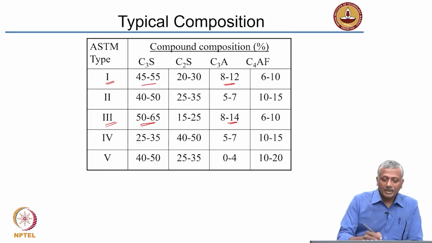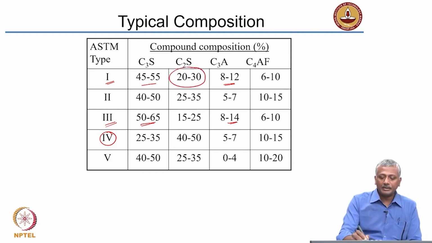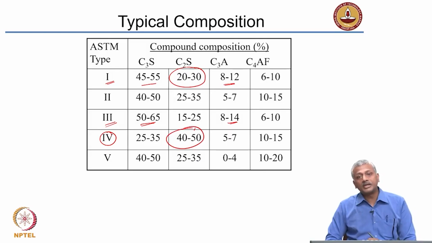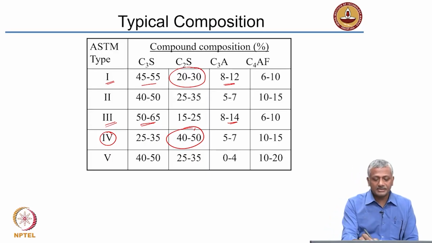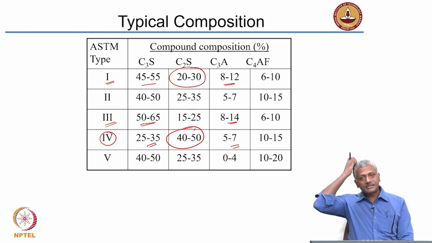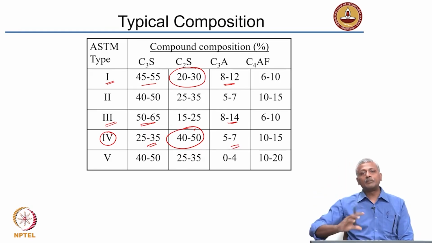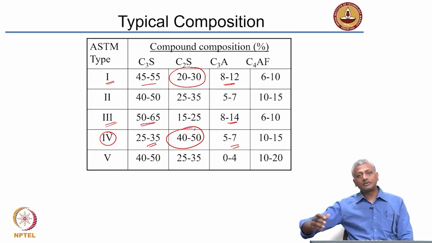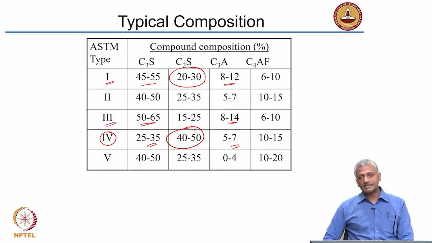Okay. What about type 4? You see that your C2S was 20 to 30% in type 1, but in type 4, that is low heat cement, you have 40 to 50% C2S. Okay. And you are reducing the components that produce high heat like C3S or C3A. Okay. So, all these characteristics you need to keep in mind while thinking about how alternative or different cements are designed.